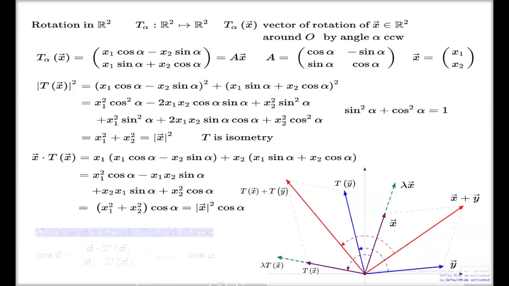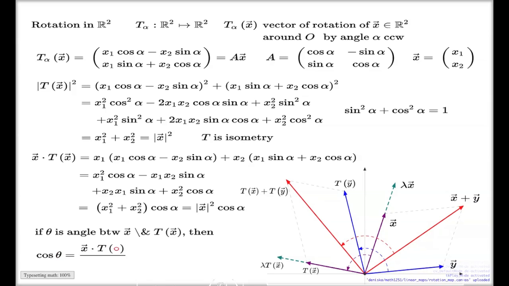So if I say that theta is the angle between the x and T of x vectors, then we know how to compute such an angle. The cos of such an angle theta will be the dot product of x and T of x divided by the lengths of these individual vectors. And every component here is pre-computed already, isn't it? The dot product is here. The length of T of x is here. If you sub in everything and do some cancelling, you will see that cos theta is cos alpha.